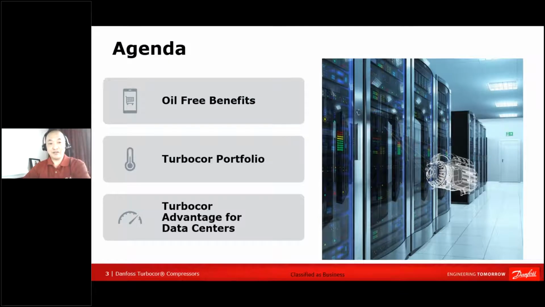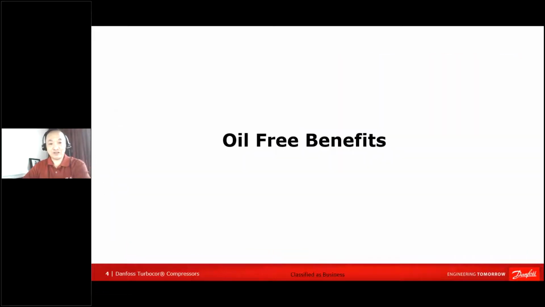Okay, the agenda we'll be following for this webinar is that we'll first start off talking about the benefits of using oil-free compressor technology. Then we'll transition to giving you an overview of the complete line of Turbocor oil-free compressors. And then lastly, we'll conclude by talking about the advantages that Turbocor oil-free compressors offer for optimizing your data center performance. Okay, so with that, we'll go ahead and get started.